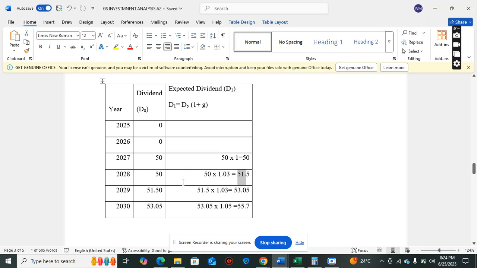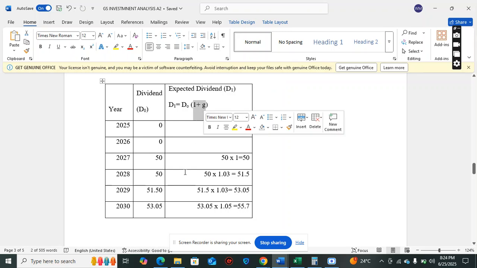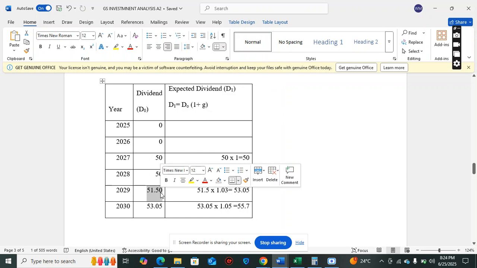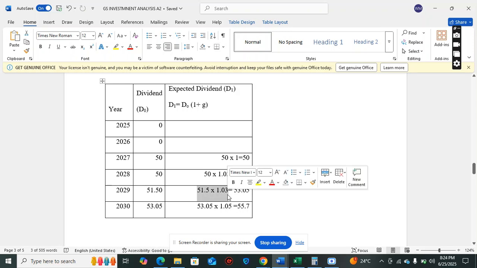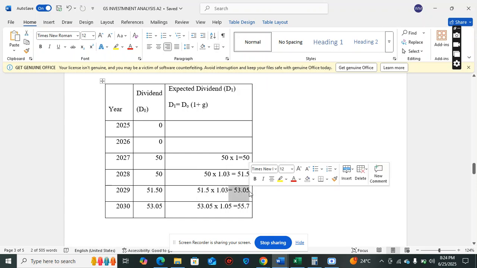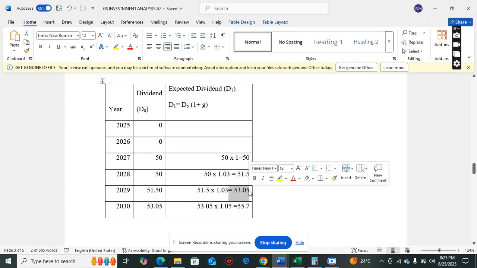2029 is growing again by 3%. So remember, expected dividend for the previous year multiplied by 1 plus G. So the expected dividend for 2028, 51.5, multiplied by 1.03. So 51.5 times 1.03, we get 53.05. So this dividend of 51.5 has grown by 3% and is now 53.05. Any questions?